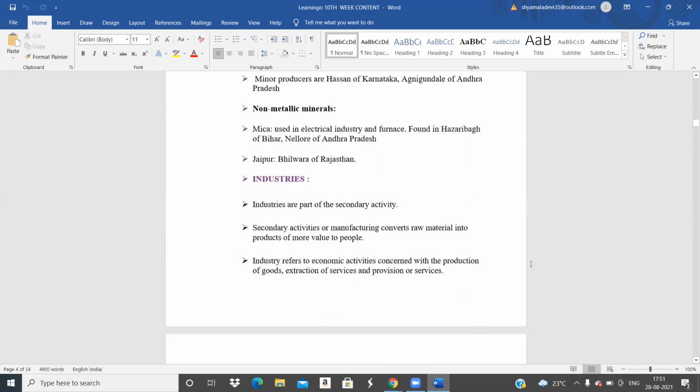Yeah, so we will talk about industries. Industries are a part of secondary activity. Last week also we discussed that there are three sectors of the economy: the primary sector, secondary sector, and the tertiary sector. And industries will be a part of the secondary sector.